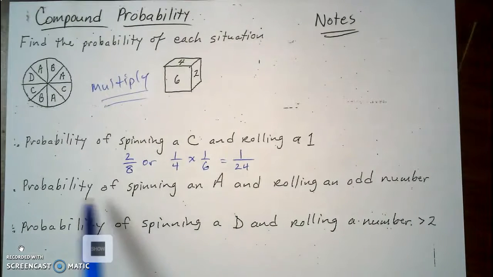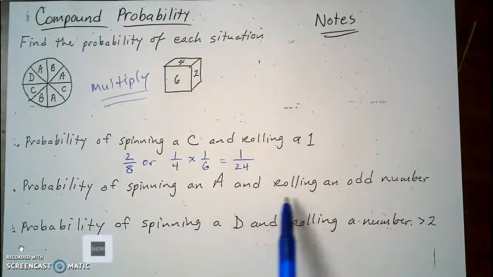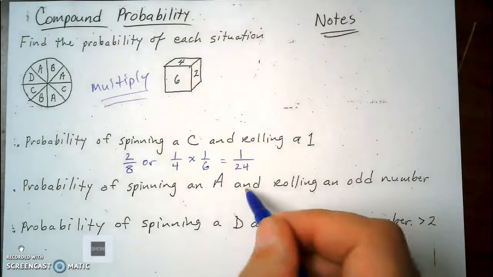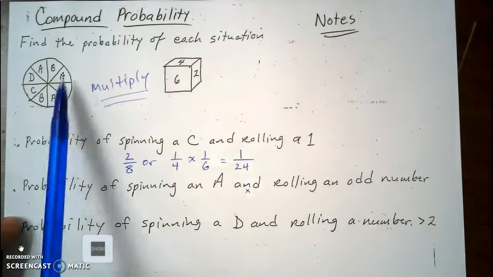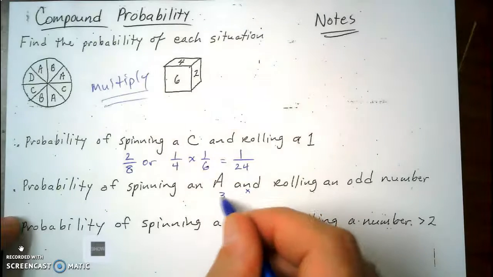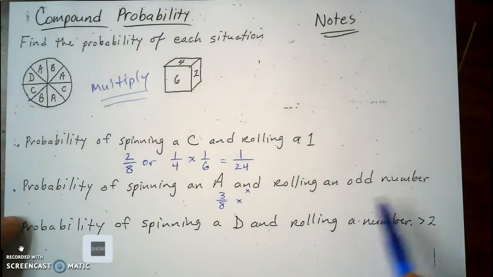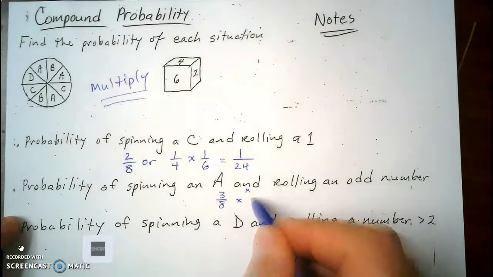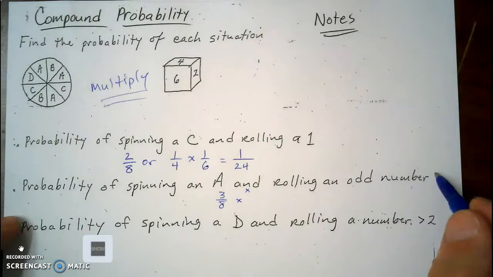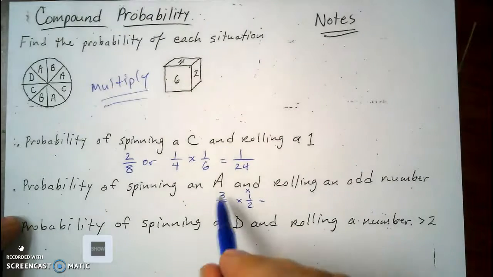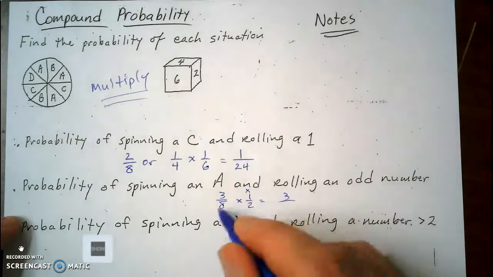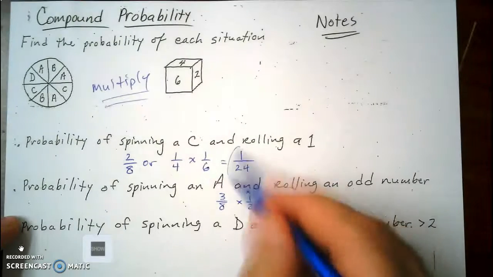So see if you can figure this one out. Probability of spinning an A and rolling an odd number. So this word and, we can even think of that. It's our multiplication. So spinning an A, let's go count our A's. 3 out of 8. Rolling an odd number, well, in any number cube like that, 3 of the numbers are odd, the 1, 3, and a 5. So that's 3 out of 6. So 3 out of 6 simplifies to 1/2. Well, let's multiply 3 times 1, 8 times 2. That's the probability. These are the answers of the compound probability situation.